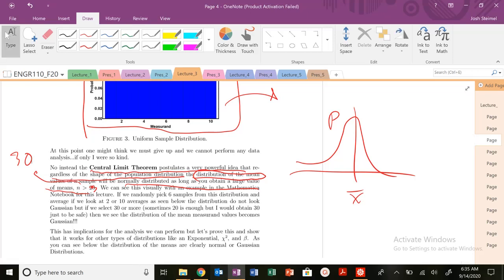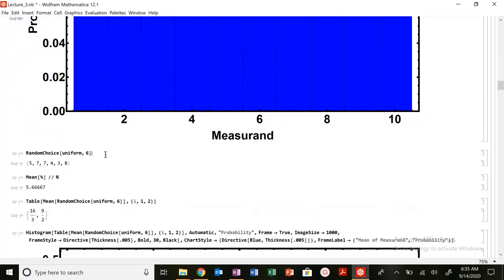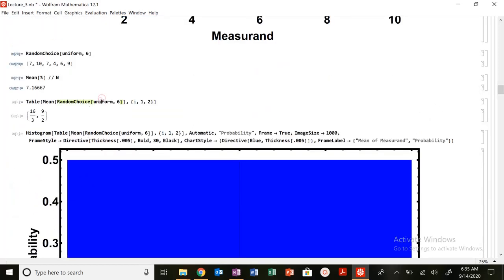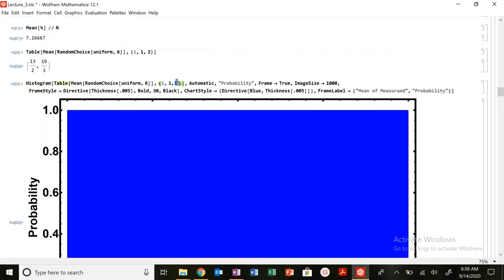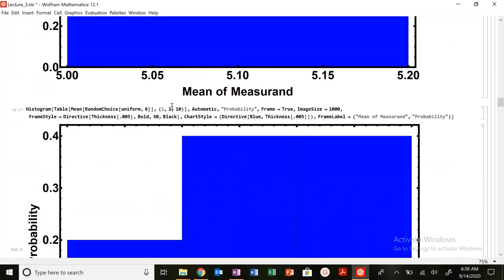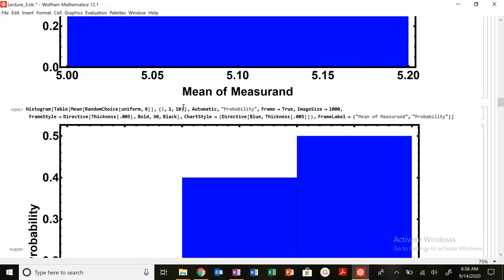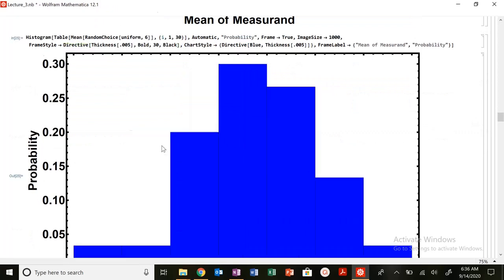So let's see if that's the case. I'm going to pick random choices from my uniform population up here, 500 points. I'm going to pick 6 samples and calculate the mean, and then do that twice. So I'm picking 6 samples and calculating 2 means. If I plot that probability distribution, it's not very good. But what happens if I calculate 10 means and plot the distribution? Still not too good. But if I get to 30, this looks a little more promising.